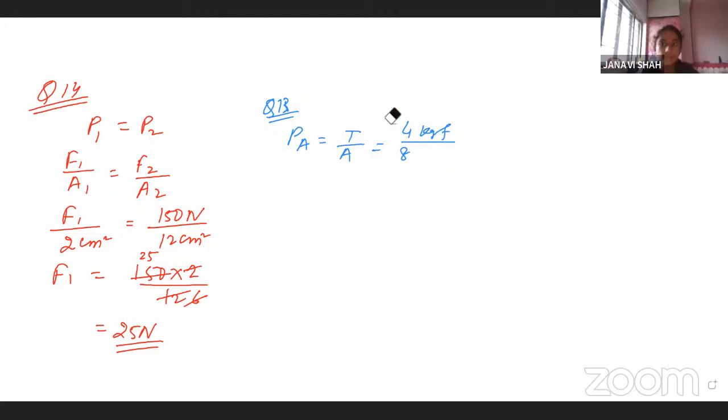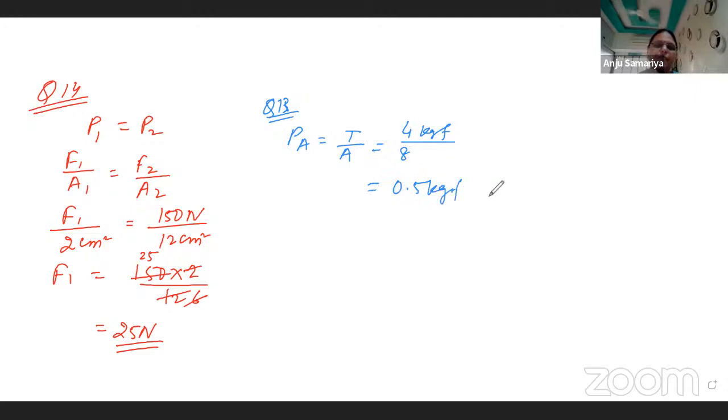Ma'am, actually there were some network issues, so I couldn't hear you. Okay, so we have done this question. Cross-check your answer. So we get here 0.5 kgf per centimeter square. So we have the pressure now. What is the second part? The pressure on piston B. So pressure on B will be equal to pressure on A, right? According to Pascal's law, it is 0.5 kgf per centimeter square.